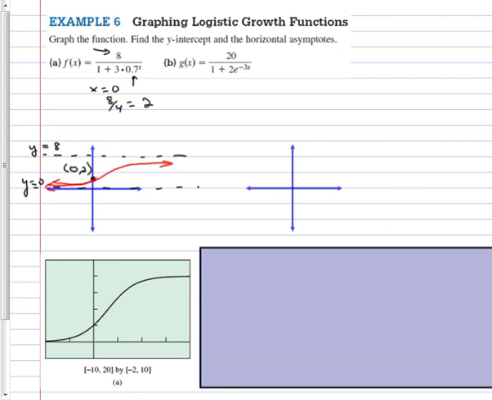All right, this one. Well, there's my 20. So there's my top. y equals 20. And I've got my y equals 0.